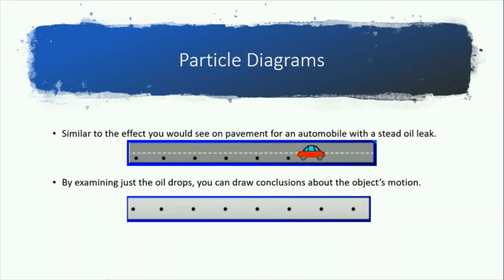Okay, I like using these little diagrams because it helps to see where things are going and how they're moving. Okay, so if we look at this one, you've got a little car, and what I want you to think about is this car has a little oil leak to it, and it's dropping that oil every second. So just every second it's dropping one drop of oil. So what you see on here is the drops are evenly spaced out as the car is traveling. On the bottom one, I just put the drops of oil and just took out the car. So by examining the oil drops, you can draw some conclusions about the object's motion.